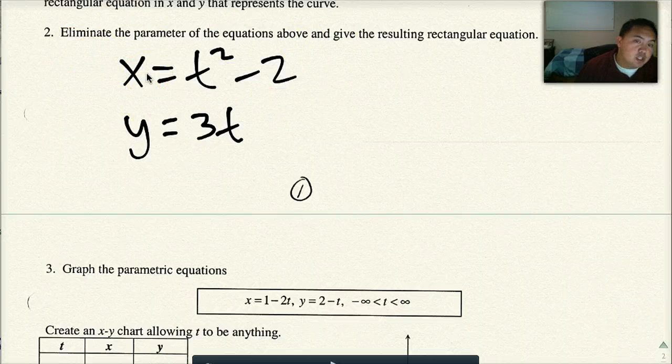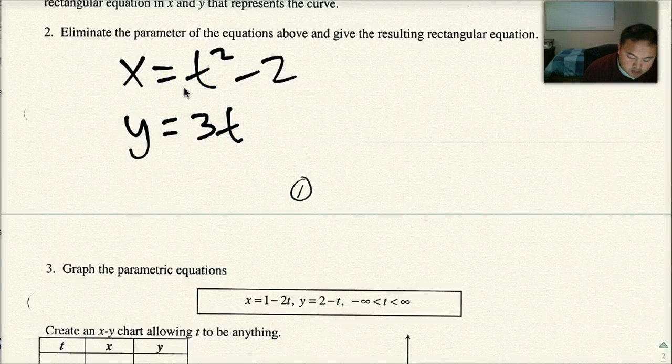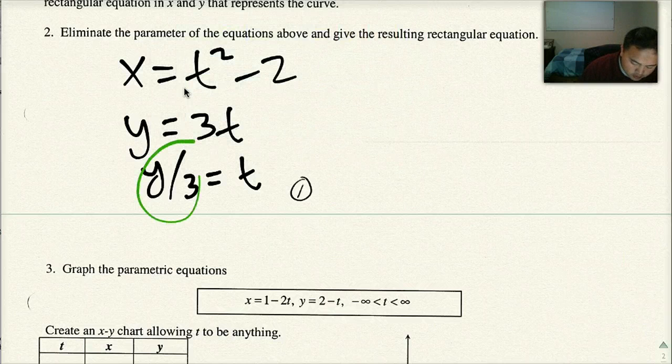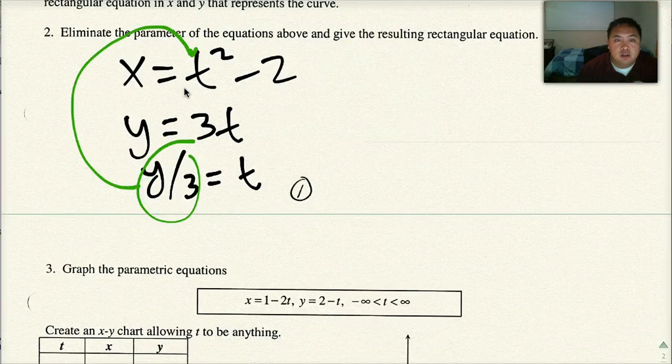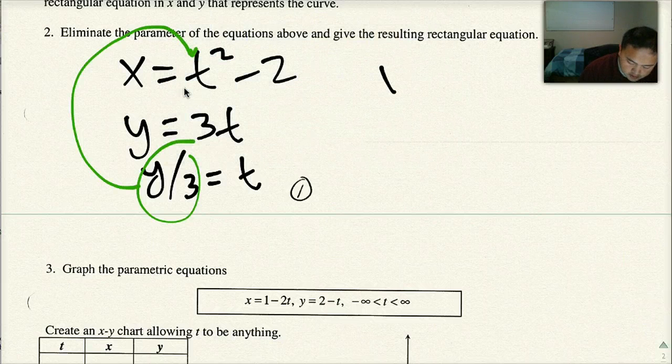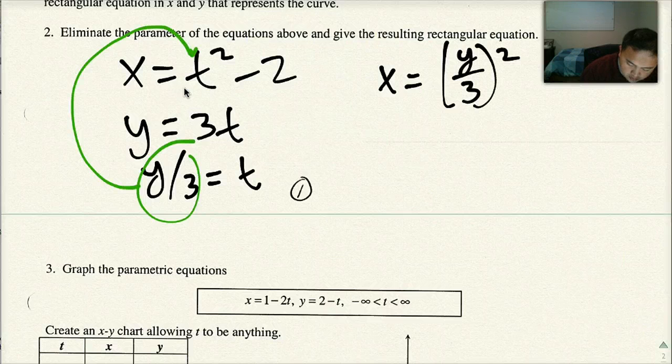You could use either equation, but this one, since there's no t to the second power, will be much easier to solve for t. If I do so, I'll divide both sides by 3, and I get y over 3 equals t. Okay. Now I will take this y over 3, and everywhere I see t in the other equation, I will plug it in. So this new equation that I'm creating is going to look like x equals (y over 3) squared minus 2.